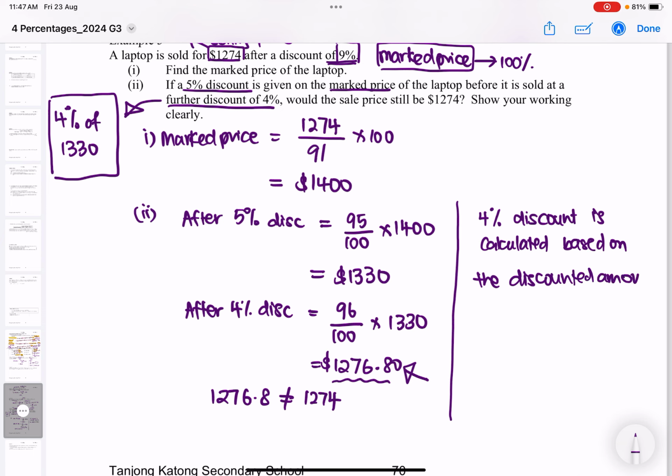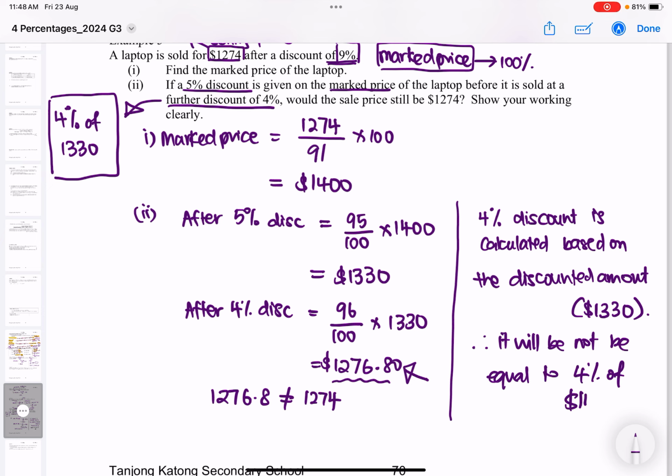In this case, we already calculated the discounted amount. So I'm going to put it here, 1330. Therefore, it will not be equal to 4% of $1,400. That's why the discounted amount in this context will not be the same as giving a direct 9% discount.